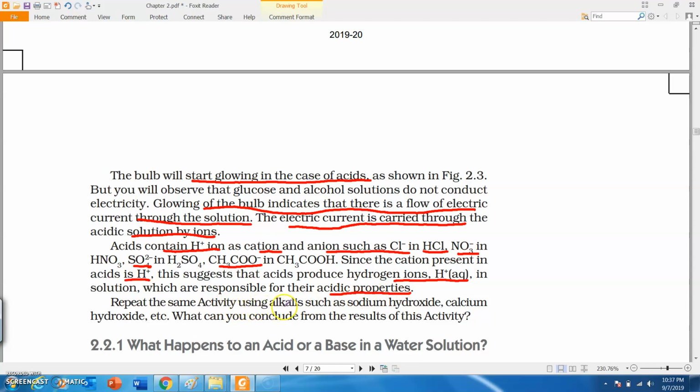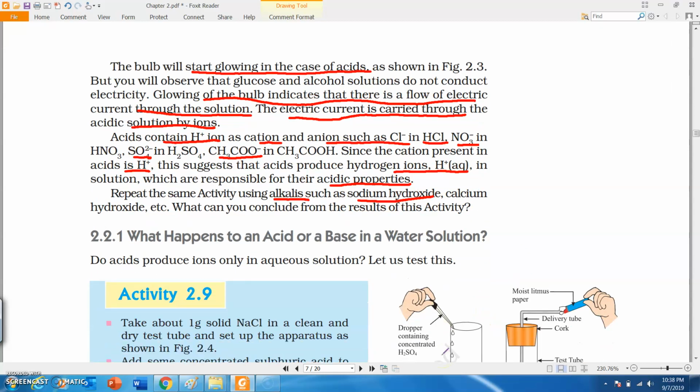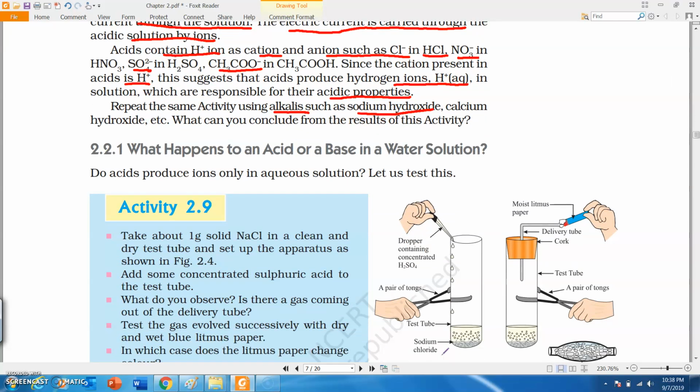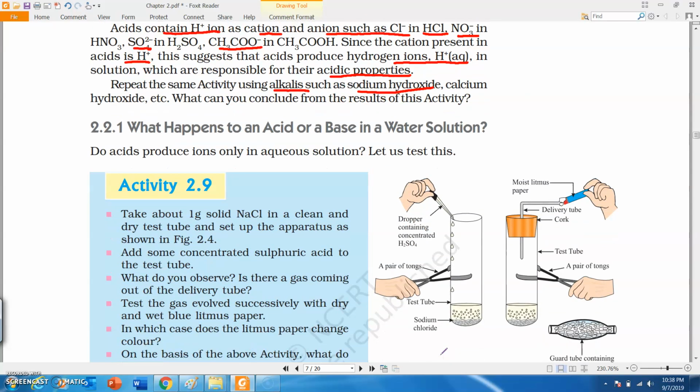Repeat the same activity using alkalis. अब इसकी जगह पे आपने बेसिस ले लेने हैं, सोडियम हाइड्रोक्साइड, कैल्शियम हाइड्रोक्साइड, एज आई हैव टोल्ड यू. तो उसमें करंट फ्लो नहीं होगा बिकॉज द आयंस, हाइड्रोजन आयंस आर नॉट देयर. सो this is totally different. No flow of current will take place.